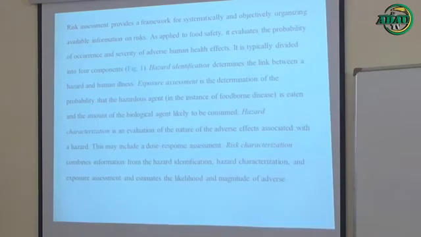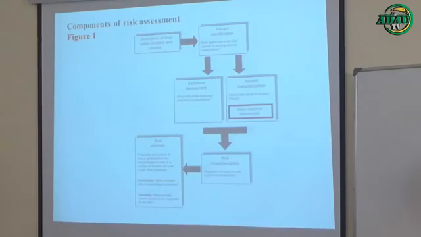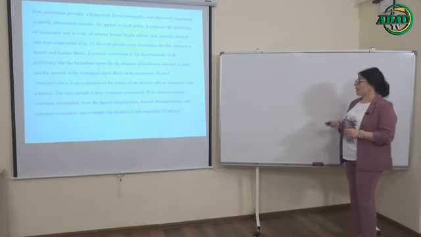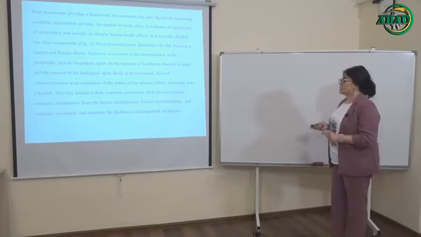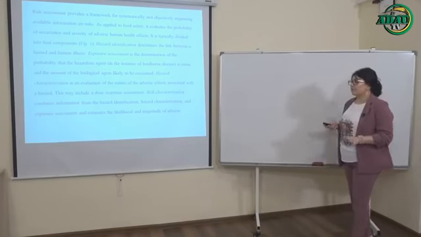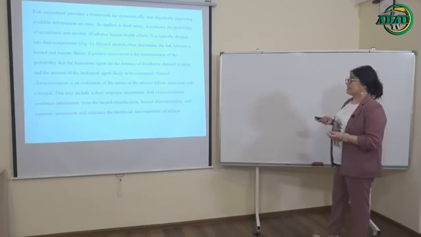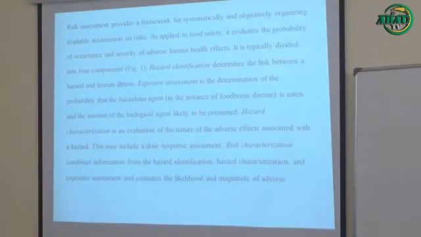Figure 1 is in the next slide, so I will show you this figure and explain briefly what it is about. Hazard identification determines the link between hazard and human illness. Exposure assessment is the determination of the probability that the hazardous agent, in the instance of foodborne disease, is eaten, and the amount of the biological agent likely to be consumed.